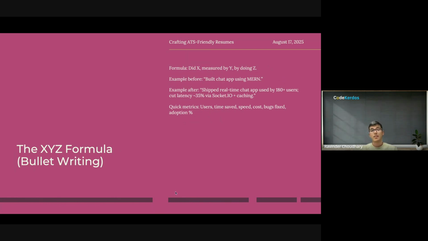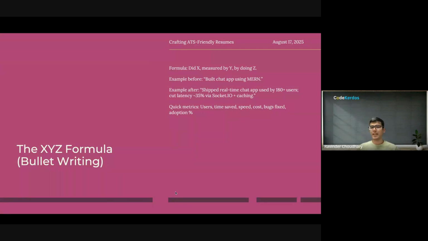Now, again, I have said this quite a few times, impact metrics. So you should use this one formula that I call the XYZ formula for writing those bullet points, highlighting the impact that you have made in the project. The formula is: I did X, which is measured by Y, by doing Z. Giving a very small example, as you can see on the screen right now.